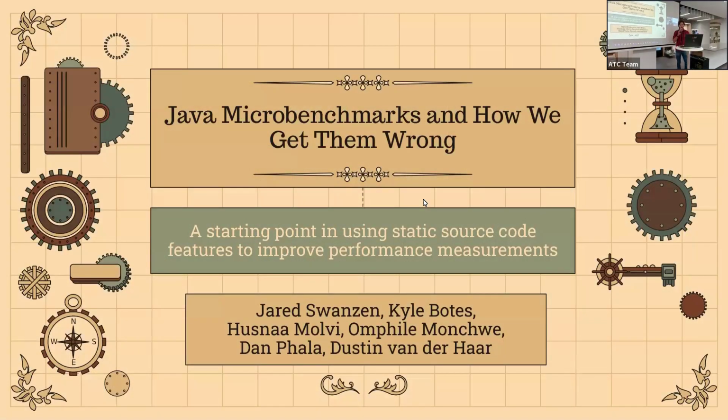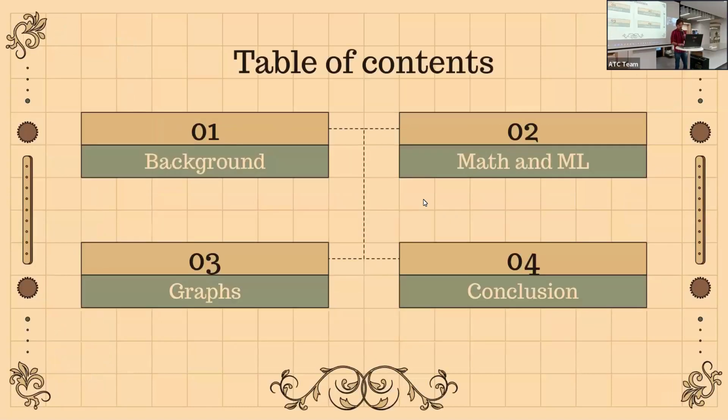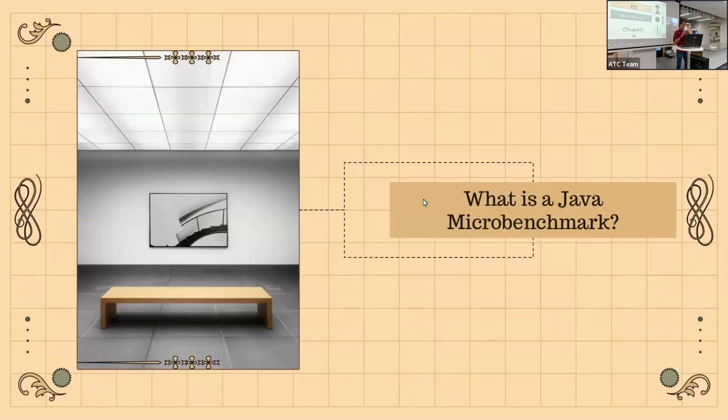Myself and a few co-authors, you can see them at the bottom there, we wrote a paper on how to improve the current state of the art of how we do microbenchmarks. But that brings us to a question. A lot of slides, sorry. What on earth is a Java microbenchmark?